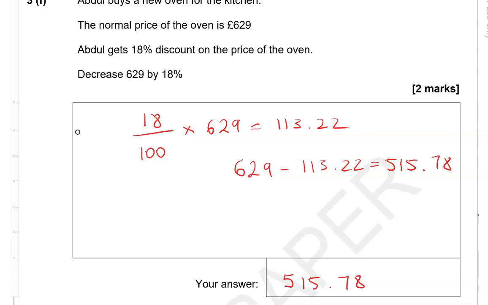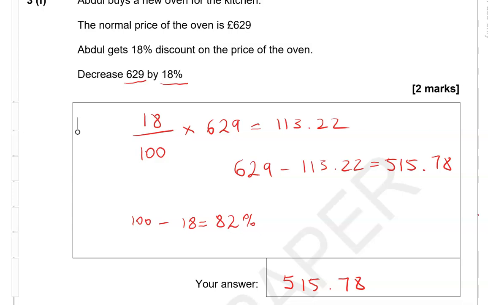However, I want to just stop here quickly and share with you another method to work this out, which would have been quicker. So obviously we're decreasing this by 18%. So from the 100% amount, we're taking away 18%. So what is left? How many percent are left? So that is 100 take away 18%. That would have been 82% left, right? So what we're doing practically is working out 82% of 629.